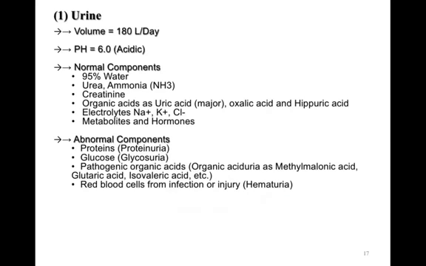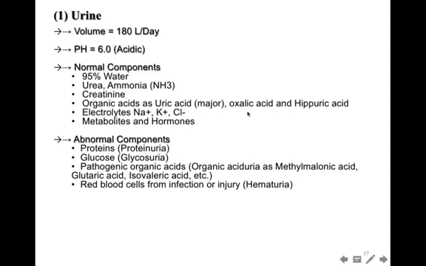First thing you need to know, and most of you knew, that the daily volume of urine is 1.8 liters, while the urinary pH is 6, which means that it's actually acidic. About 95% of urine is water, while the other 5% are urinary components, such as urea, ammonia, creatinine. Also, organic acids are present in urine in very limited amount.